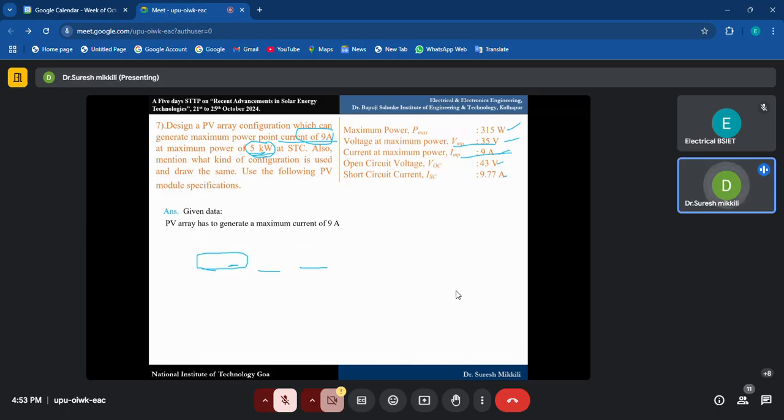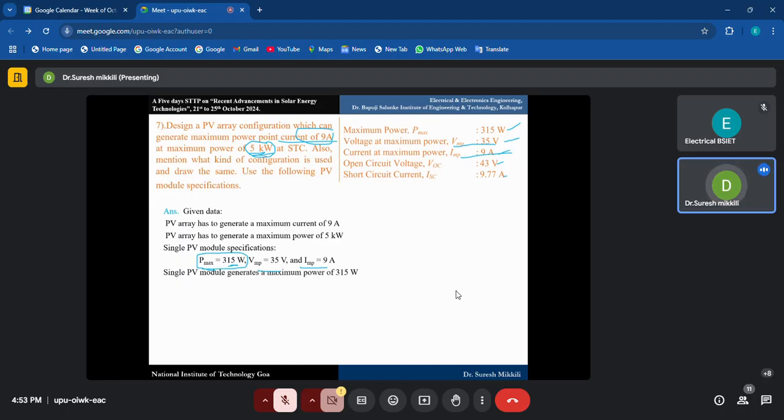The PV array has to generate 9 amperes. The total PV array has to generate 5 kilowatt. One PV module is 315 watt, 35 volts, and the current is 9 amperes.